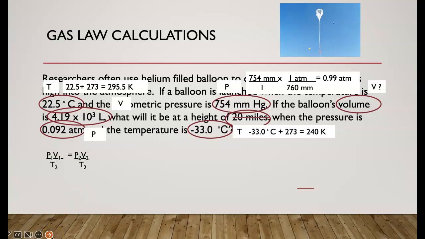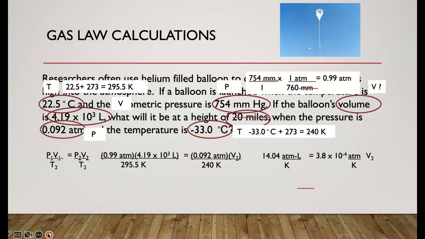The biggest thing you're trying to do is make sure your units cancel out. All right, and so we can take a look at that and then simply plug it in and solve for V2. Now, in order to do that, I'm going to do 0.99 times 4.19 times 10 to the third liters divided by 295. Then I'm going to multiply 0.092 and 240, or divide those. And then I'm simply going to divide each side by 3.8 times 10 to the minus 4.